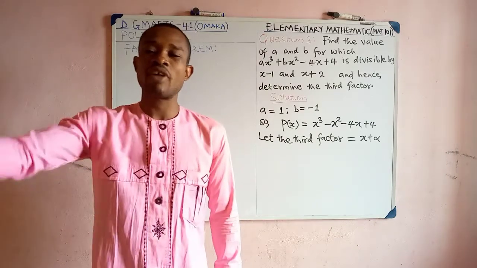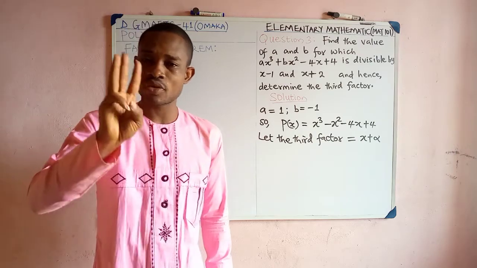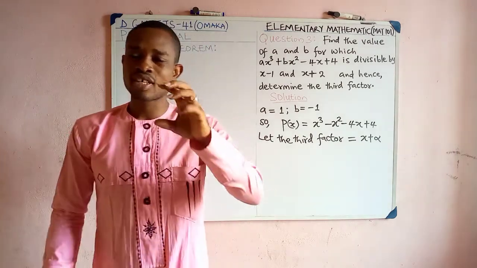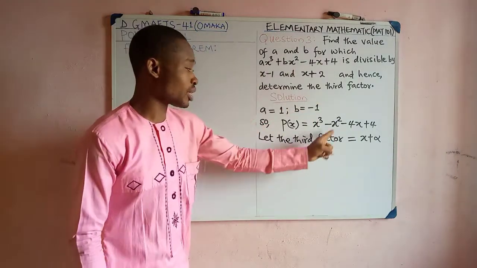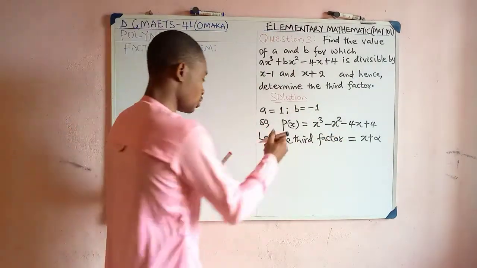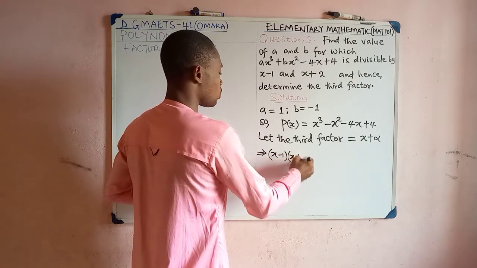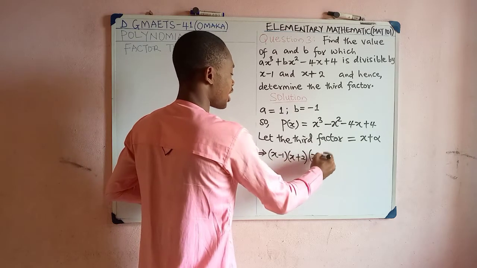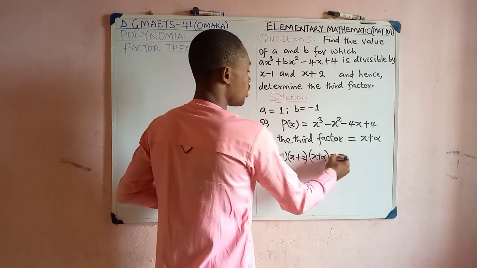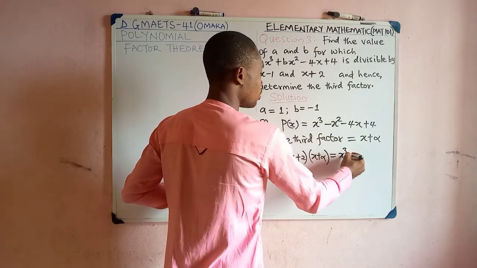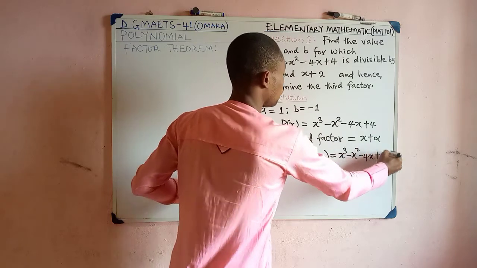We have to get the third factor. We know two factors already. Of course, you know, being degree 3 polynomial, it will produce 3 factors for us. So it is expected that if you multiply the 3 factors, you will get this polynomial. Look at it. Therefore, what do I do? It implies that x minus 1 times x plus 2 times this x plus alpha, which we are looking for, the unknown factor, would give us the polynomial x cubed minus x squared minus 4x plus 4.